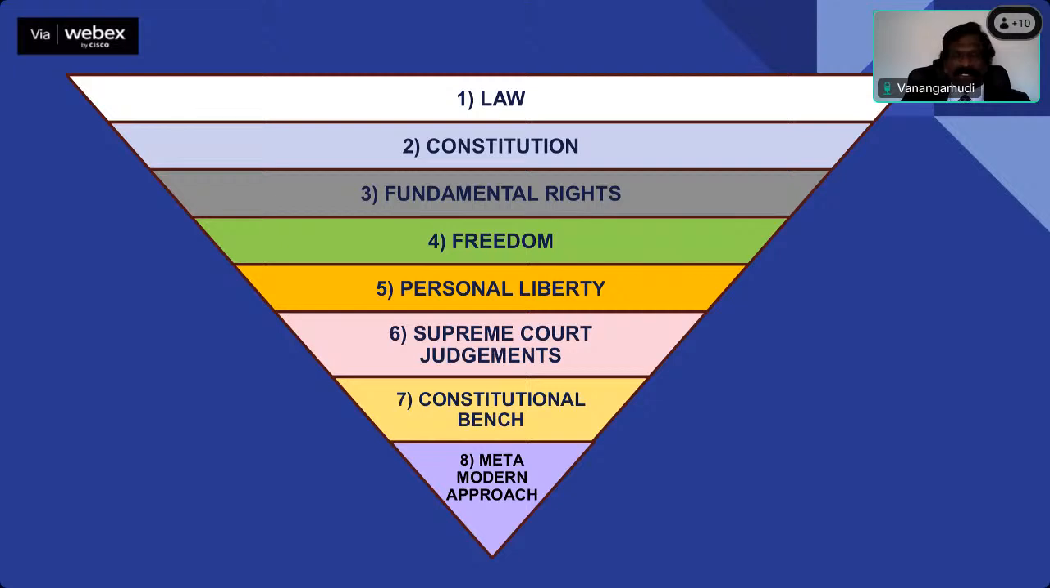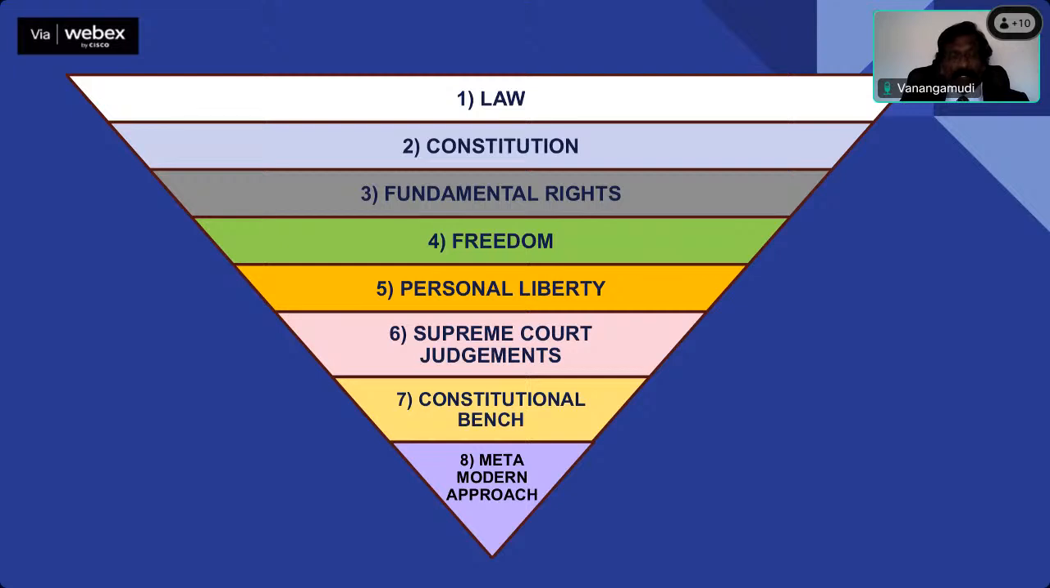It goes in a negative manner. Certain fundamental rights are positive fundamental rights, but this one is a negative fundamental right, in the sense that it starts with: no person shall be deprived of his life or personal liberty, except according to the procedure established by law. There they are using the words personal liberty. Therefore, in the preamble it is liberty of thought, expression, belief, faith, and worship, but in Article 21 it is personal liberty.